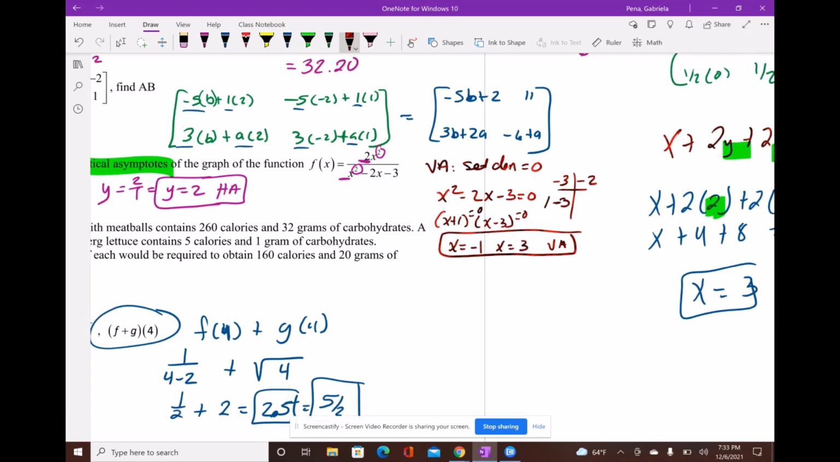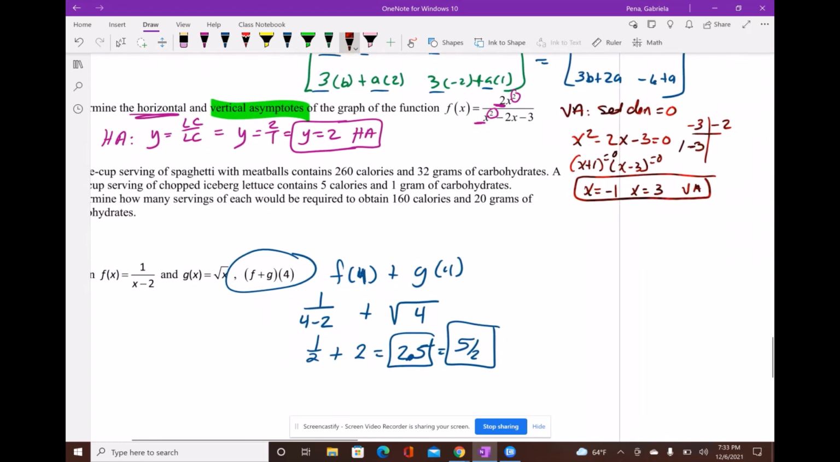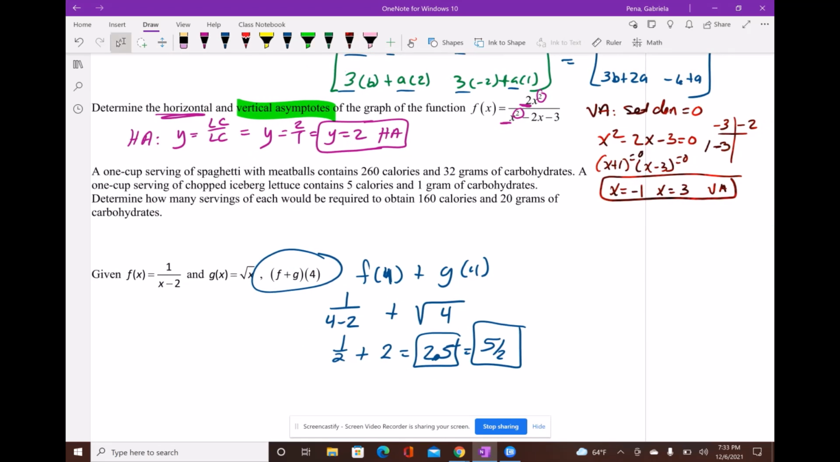Last question. It looks like we're going to be doing the system. Get cute. You've had questions like that on your assignment. A 1 cup serving of spaghetti with meatballs is 260 calories, 32 grams of carbs. 1 cup of lettuce is 5 calories, 1 gram of carbs. Determine how much you have to eat of each in order to eat 160 calories and 20 grams of carbs. So x is spaghetti and y is lettuce.